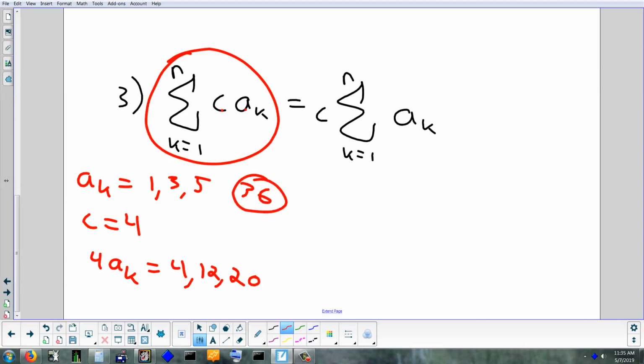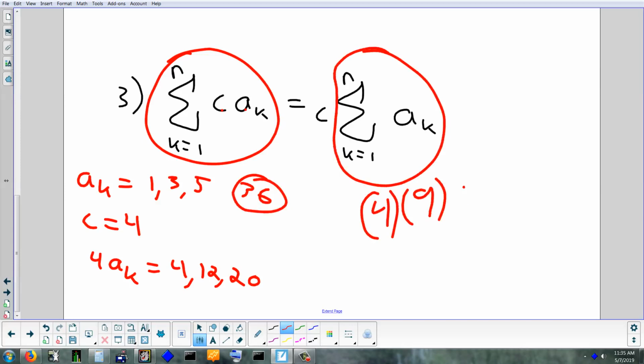Okay. So I just did an example of what's on the left. Now let's do the right. So on the right, you do that first. Add up everything in a sub k. 1 plus 3 plus 5 gives me 9 times C is out in front. What number was C again? 4. What's 4 times 9? 36. Same thing I got doing it the other way. So when you want to multiply a sequence by a number, that's how you can do it.